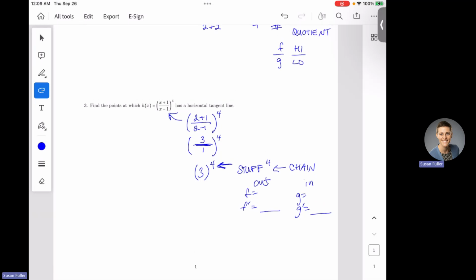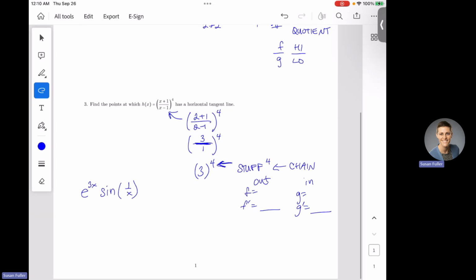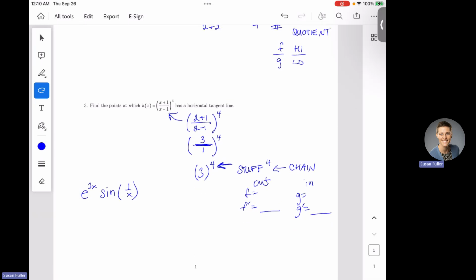And then what if we had something like e to the 3x sine of 1 over x? What if this was my function? What's the structure of that problem? What rule would I do first to find the derivative of something that looks like that? Well, again, I'm not sure.